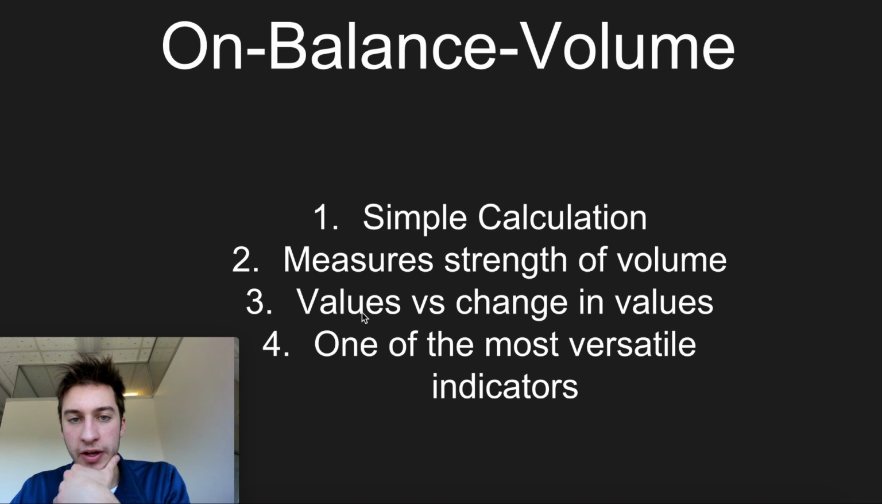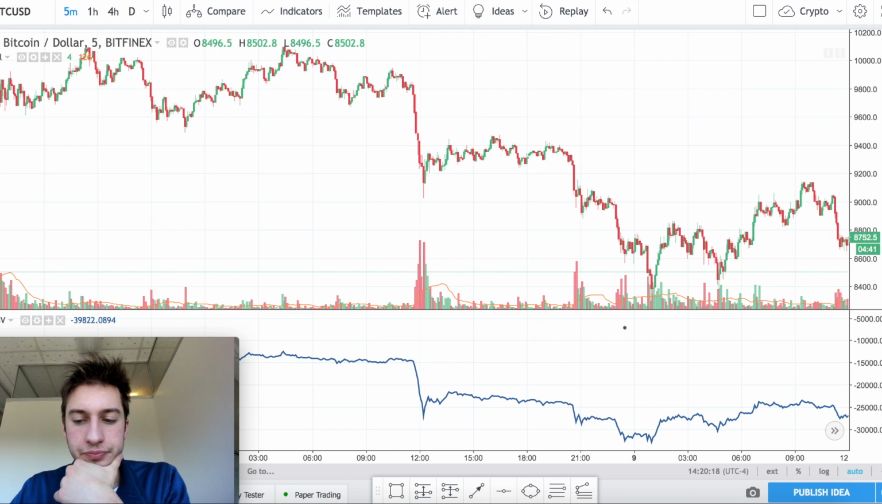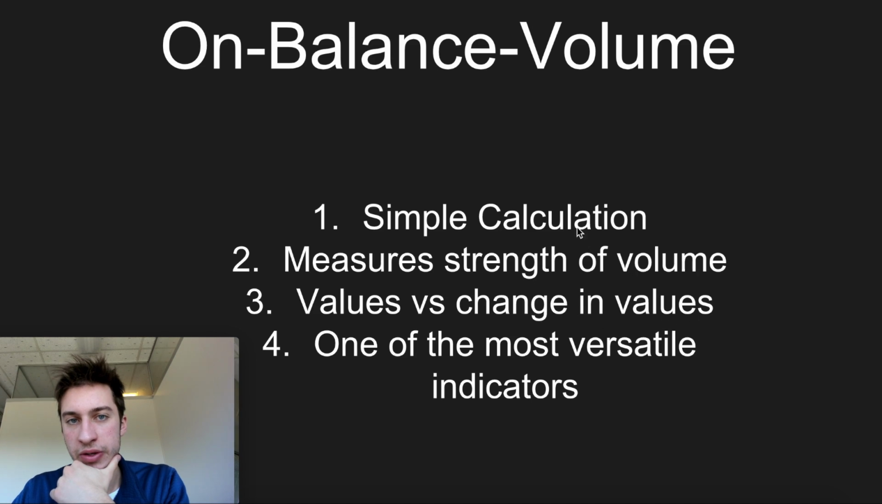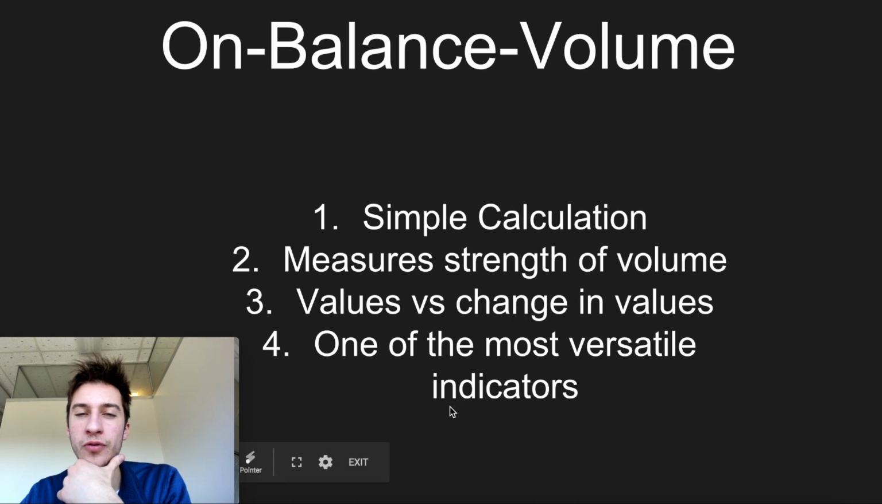Typically, the actual value is pretty irrelevant. Actual value would be these. More importantly is the change in the values that you see, because these values are just going to change across any trading instrument that you look at. They're going to change a lot, but the actual rate of change of these values compared to price is what's more important. And finally, it's one of the more versatile indicators.